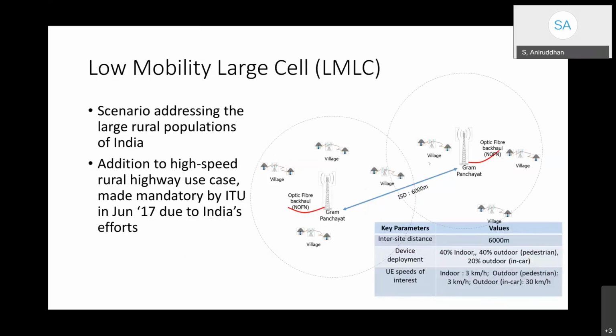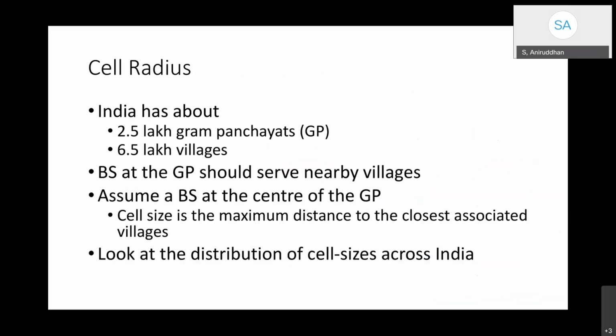If you look at the Indian villages, primarily they get their high-speed internet through the gram panchayats, where the optical fiber backhaul lands. From those gram panchayats, the villages around them can potentially access high-speed internet through the optical fiber backhaul. India has about 2.5 lakh gram panchayats and about 6.5 lakh villages.